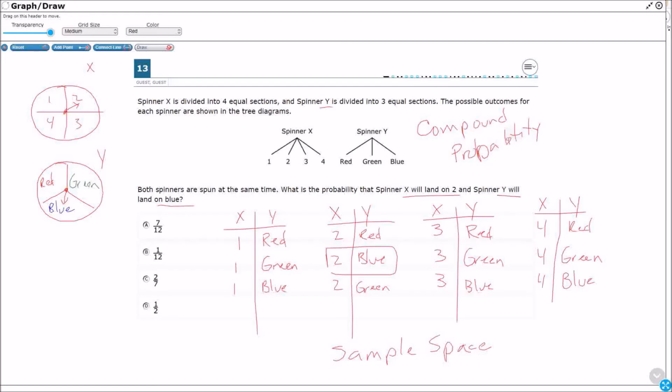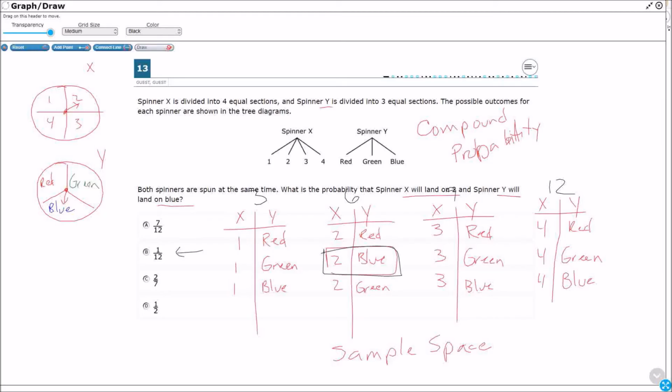All right, so what we have here is a sample space, and how many options do I have? Well, let's count. 3, 6, 9, 12. I've got 12 options. Only one of them works, right? So that lends itself to that 1/12. There are 12 different possible solutions, and only one of them works. So that would be 1/12.